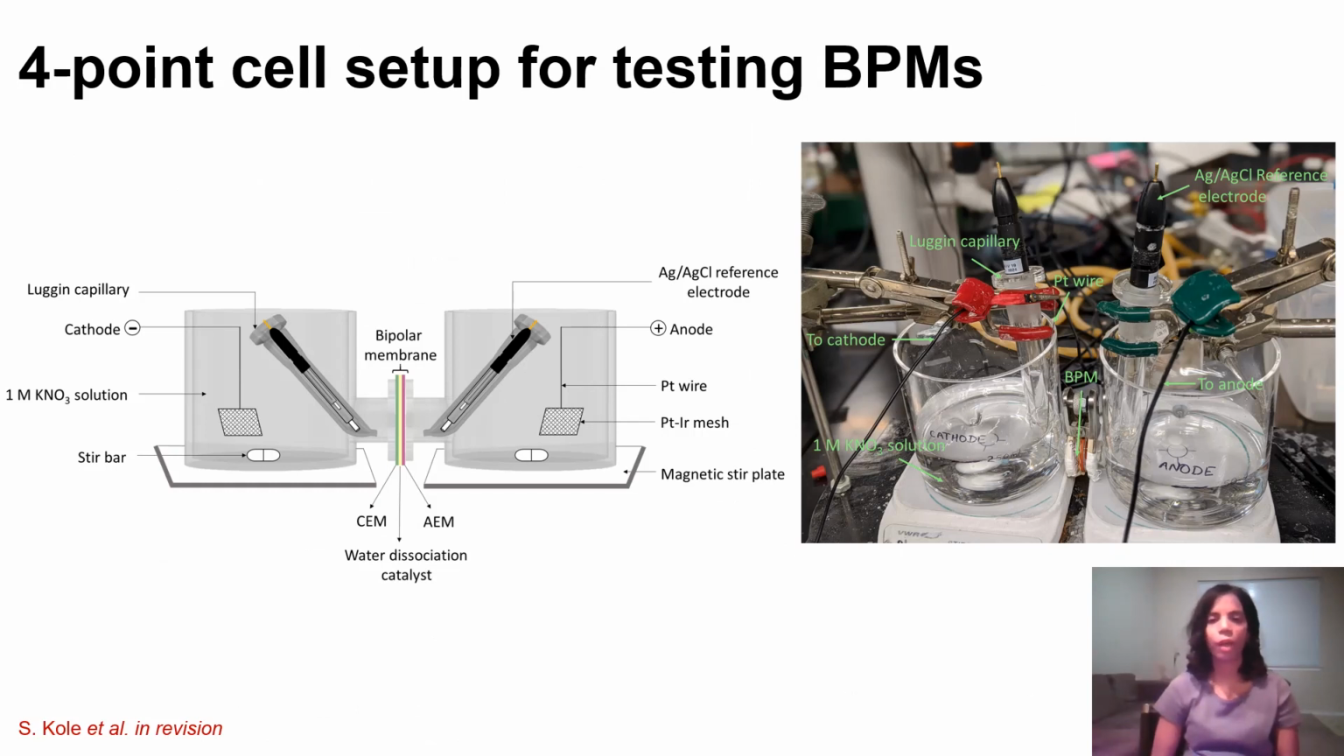For testing the bipolar membrane performance, a 4-point cell setup is used. It consists of two different compartments filled with 1 molar potassium nitrate solution, and it is separated by a bipolar membrane. Two electrodes, working and counter electrodes, are used on either side, and they're made out of platinum iridium mesh. Also, silver chloride reference electrodes are used on either side of the bipolar membrane in order to measure the potential difference across the BPM.